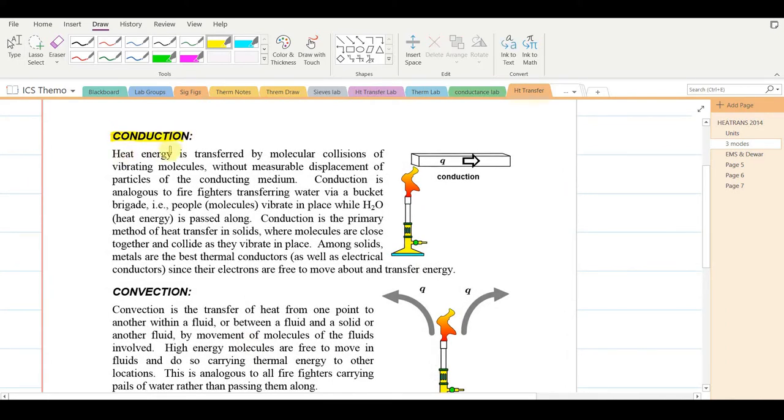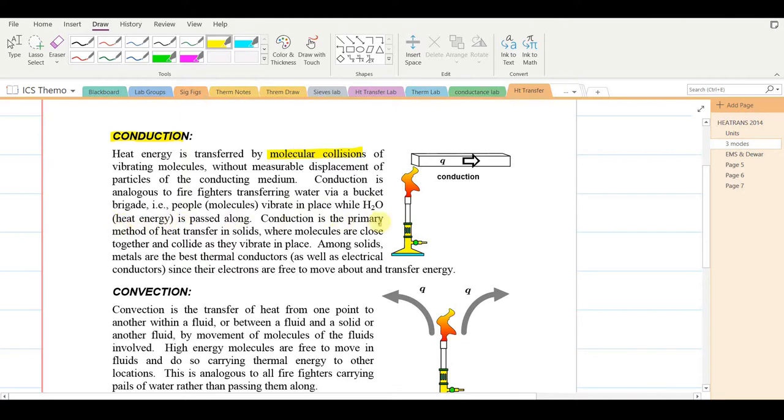Conduction is heat energy transferred by molecular collisions of vibrating molecules without measurable displacement of the particles in the conducting medium. In other words, the particles of a solid, particularly, to a lesser extent in a liquid, but in a solid they're not free to move, and they can vibrate and collide with each other. It's analogous to firefighters transferring water via a bucket brigade. That would be people or molecules vibrating in place while water, heat energy, is being passed along in buckets.